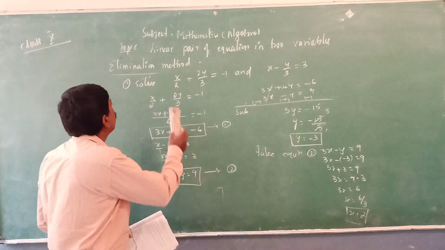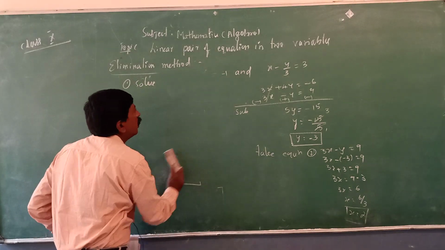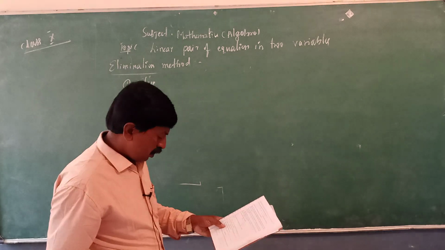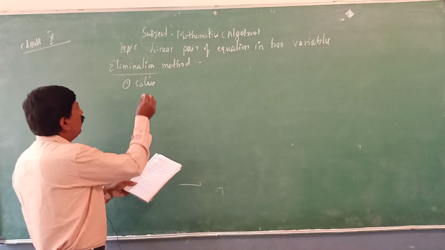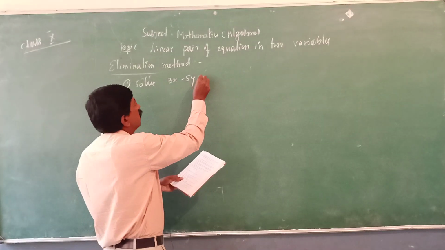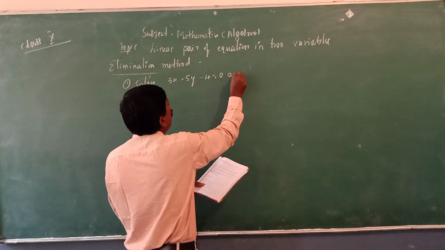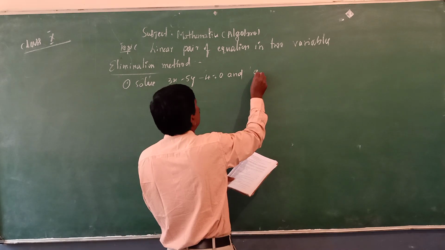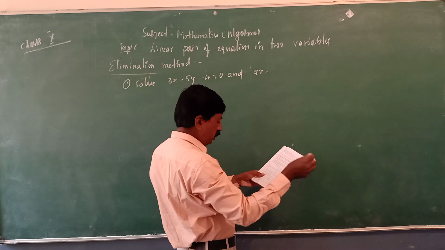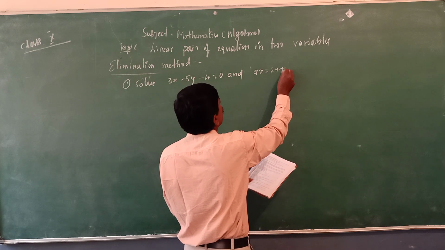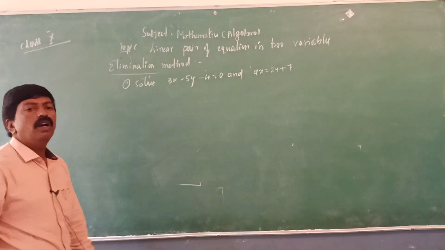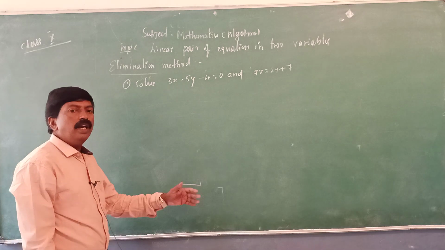So, the last problem, one more problem we can solve here. Solve 3x minus 5y minus 4 is equal to 0 and 9x is equal to 2y plus 7. Now read the statements. Read the given question. It is not in order, so you have to write it in standard form.